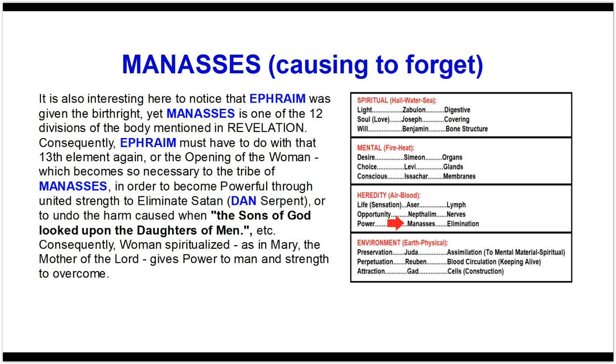It is also interesting here to notice that Ephraim was given the birthright, yet Manasseh is one of the 12 divisions of the body mentioned in Revelation. Consequently, Ephraim must have to do with that 13th element again, or the opening of the woman, which becomes so necessary to the tribe of Manasseh, in order to become powerful through united strength to eliminate Satan, Dan's serpent, or to undo the harm caused when the sons of God looked upon the daughters of men, etc. Consequently, woman spiritualized, as in Mary, the mother of the Lord, gives power to man and strength to overcome.